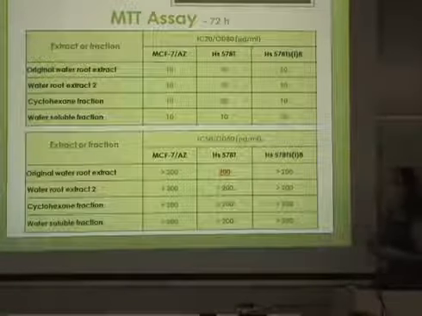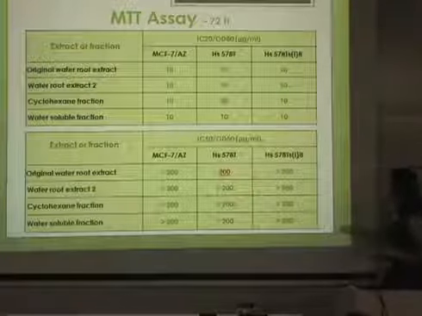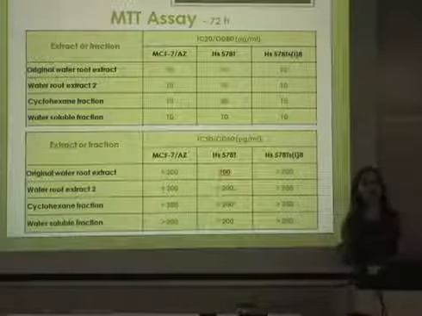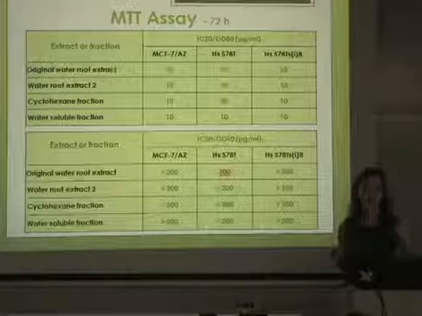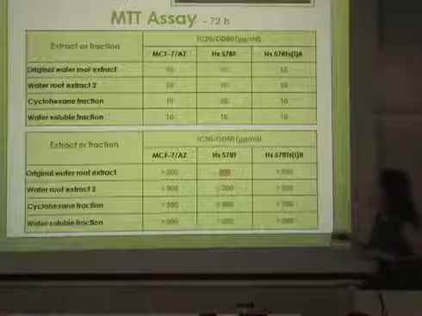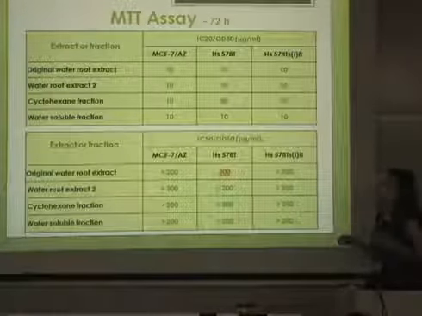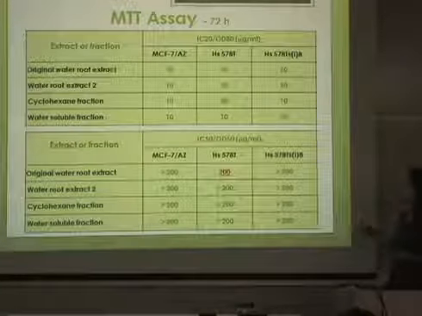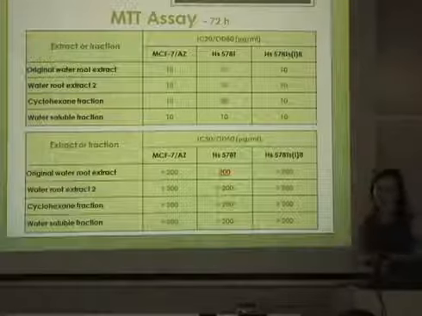We also wanted to show you that no IC50s were found in this experiment, meaning that we had more than 50% of our cells alive. And as you can see, we needed more than 200 micrograms per mil in order to kill more than 50% of our cells, with the exception of the original water root extract of the parental cell line.